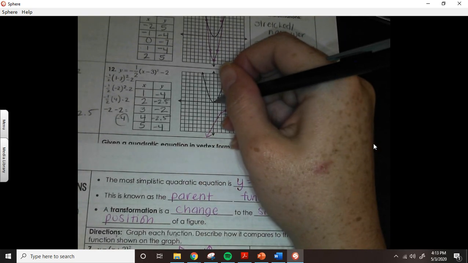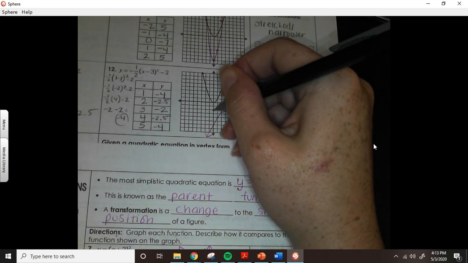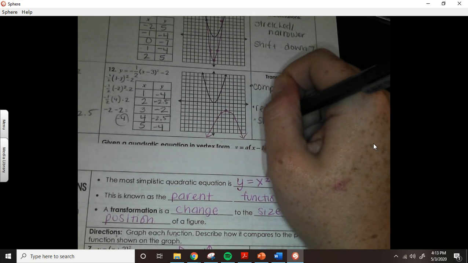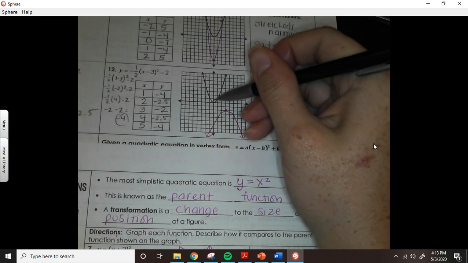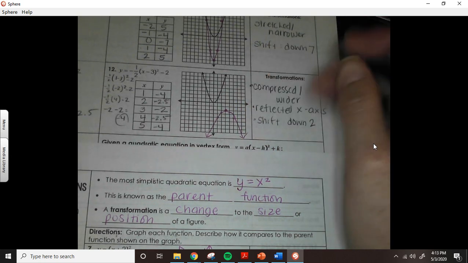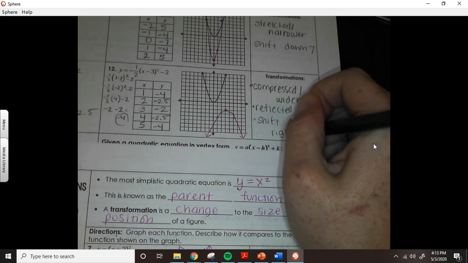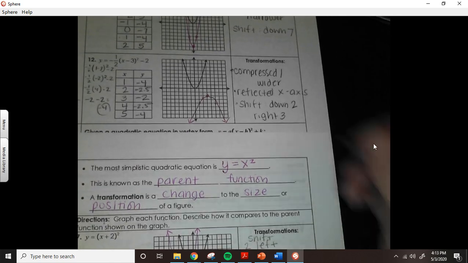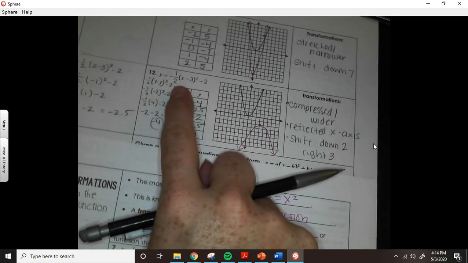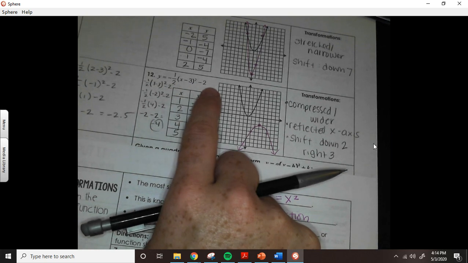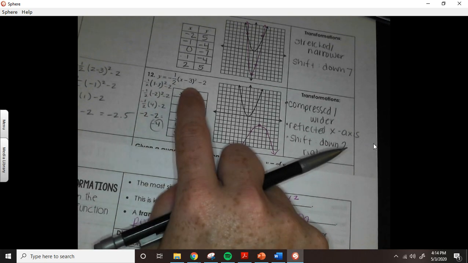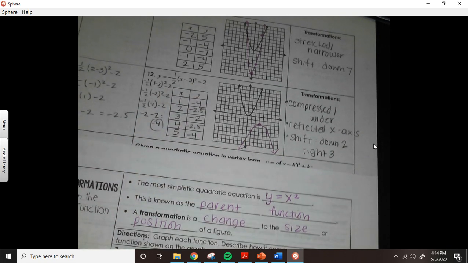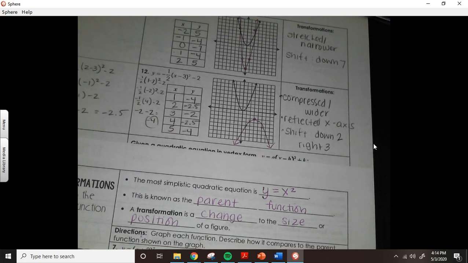This vertex moved down 1, 2 spaces, so it was a shift down 2, and then it also shifted to the right 1, 2, 3 spaces. So this one had the most transformations, but look at the equation. It had the most extra things done to it. It was a negative, it had a different number than 1 as A, it had an H, and it had a K. So that's why all those transformations happened to that graph.